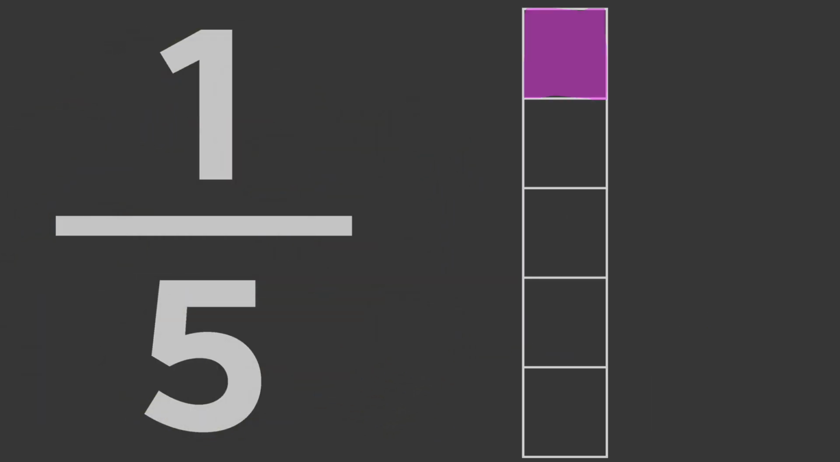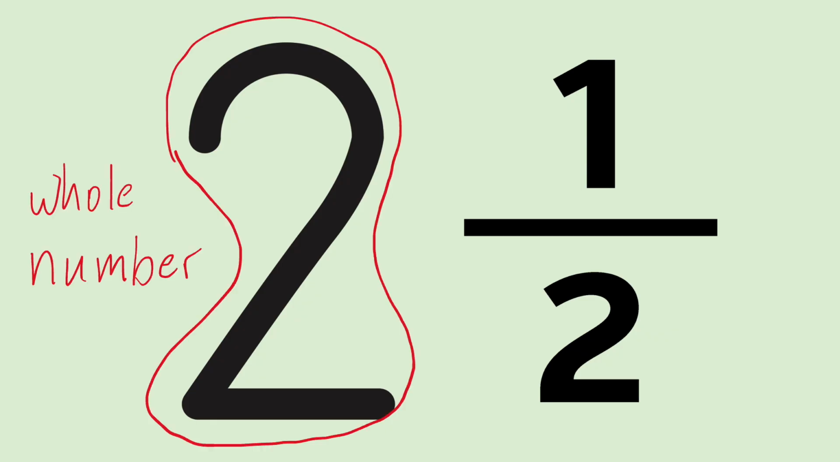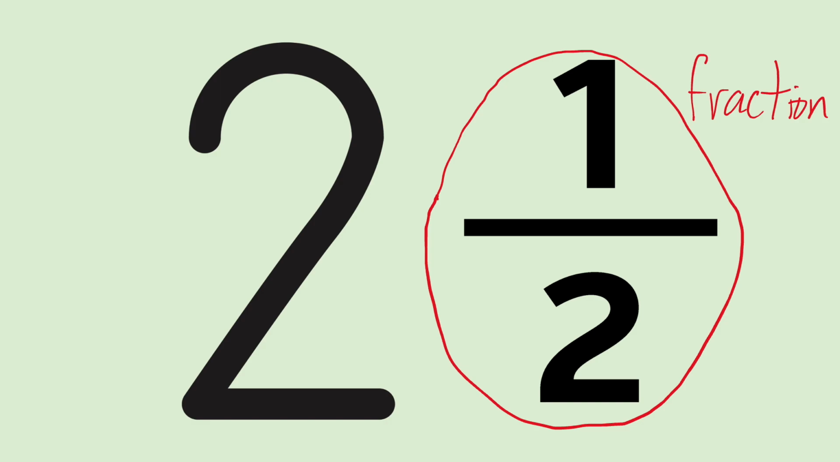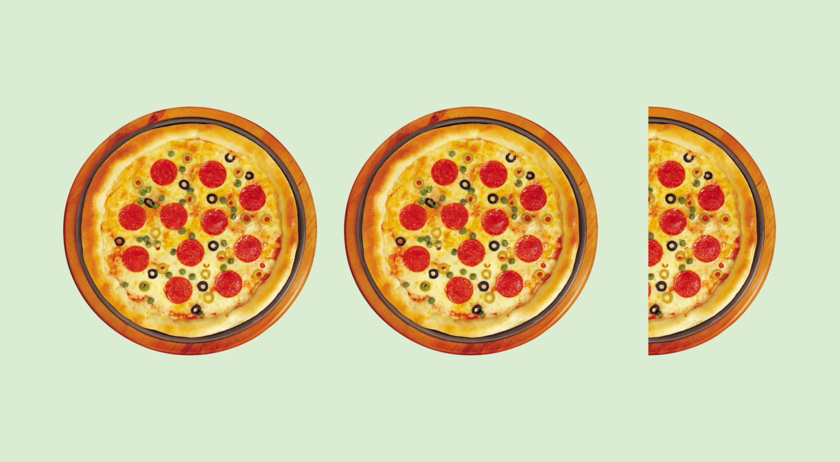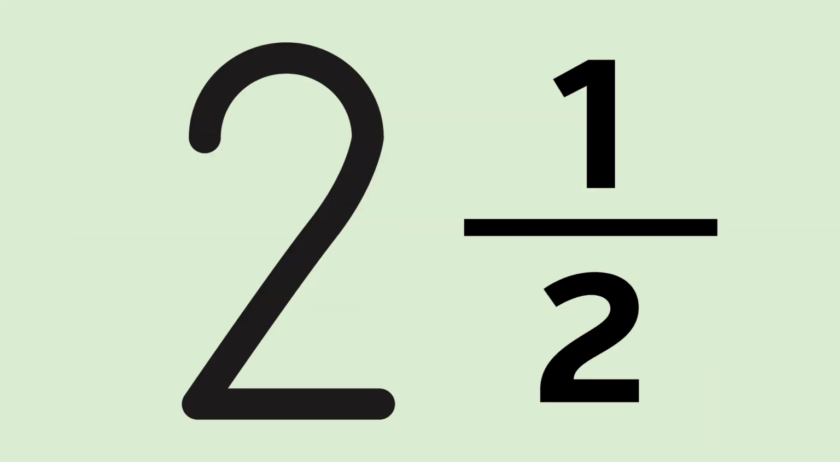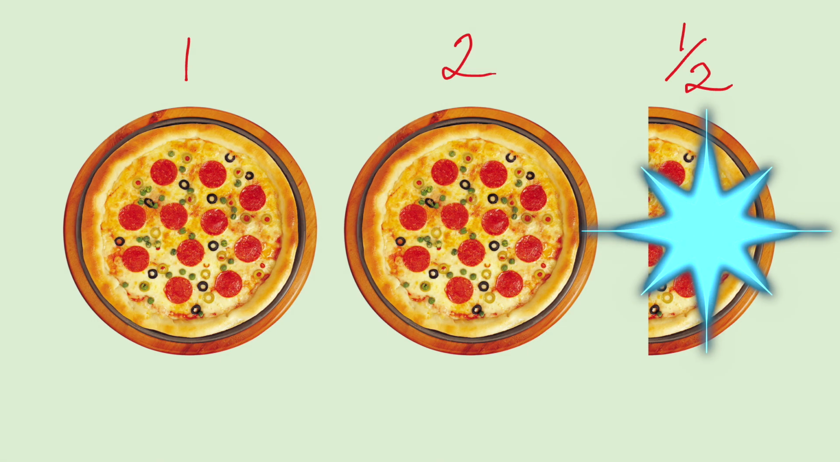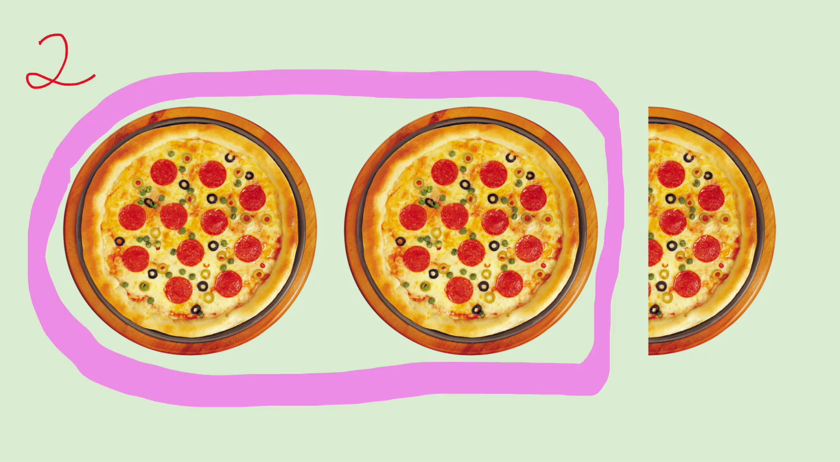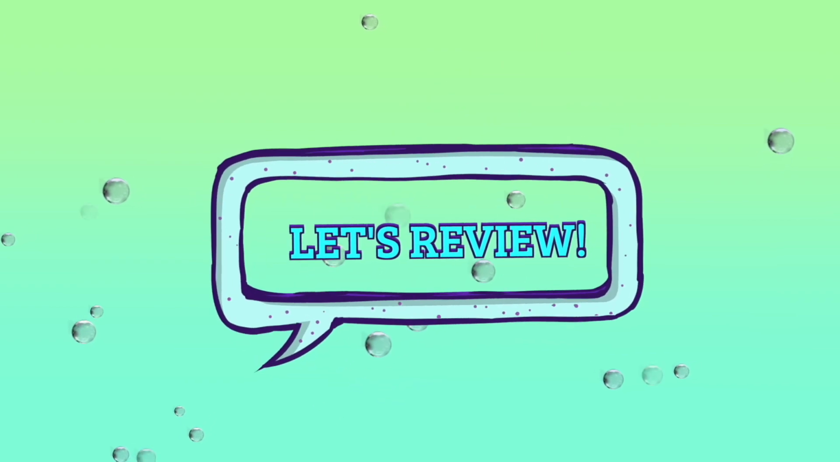This is 1/5. We can also have what are called mixed numbers. Mixed numbers are a whole number and a fraction. We can look at our pizzas again. Here are 2 pizzas and 1/2 of a pizza. The fraction for that is 2 1/2. 2 1/2 means that we have 2 whole pizzas and 1/2 of a pizza. 2 and 1/2.